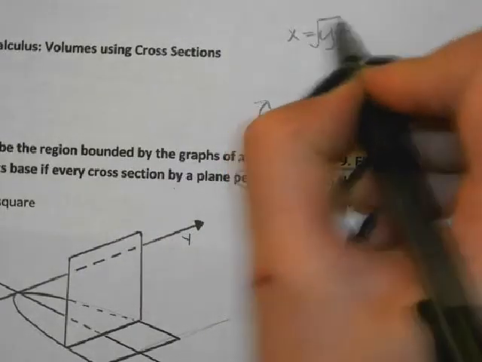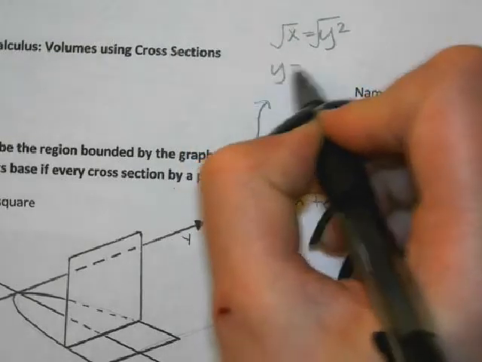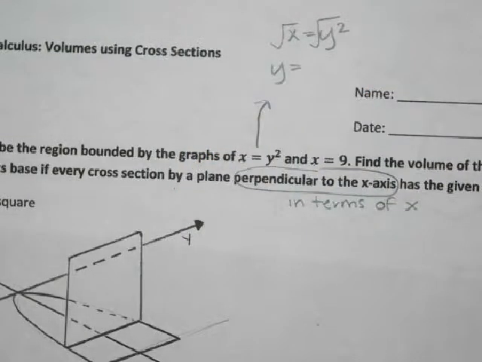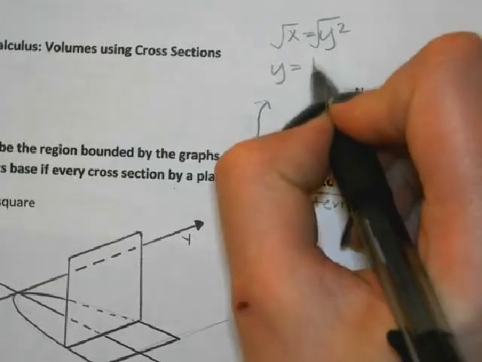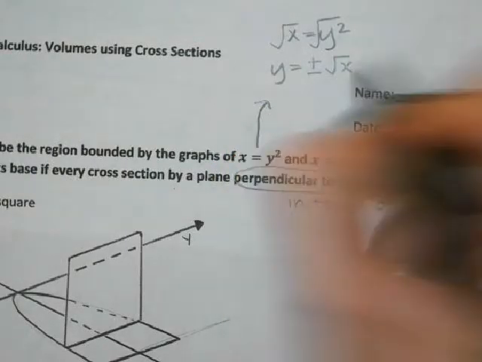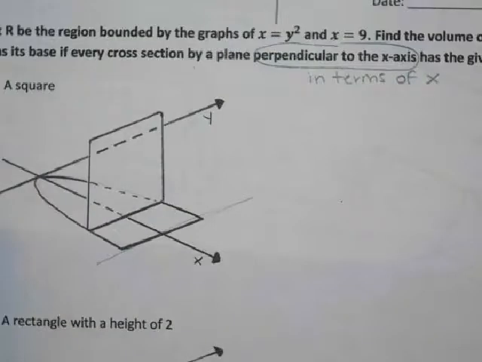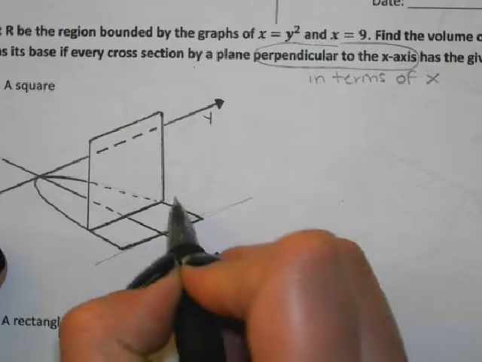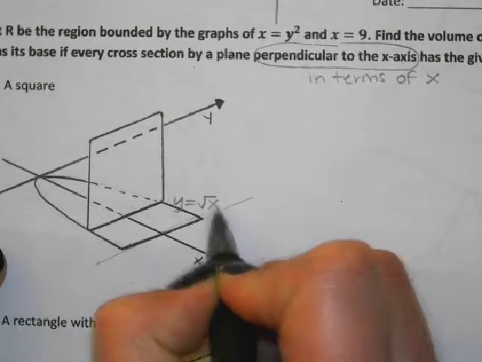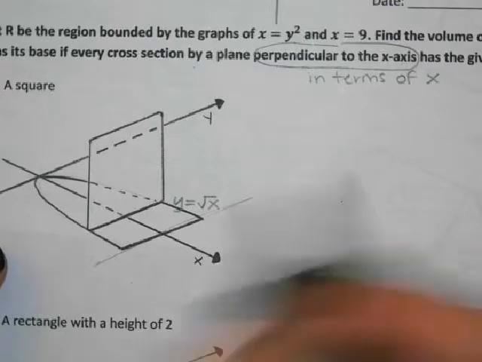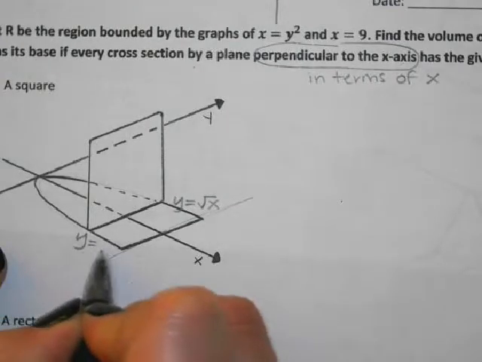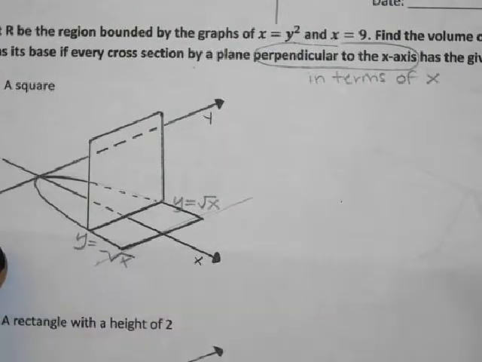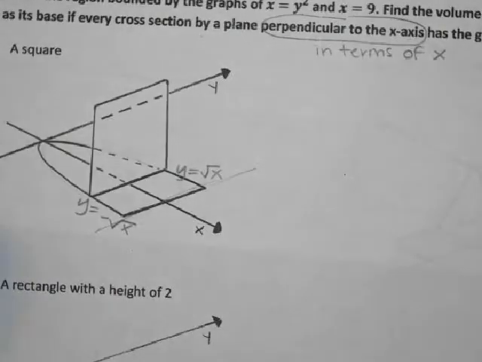Square root. Y equals, and what do I do whenever I square root something? Plus or minus. I've got plus and minus square root of x. So what that means is that the top part of this is y equals positive square root x. The bottom of this is y equals negative square root x. Okay?